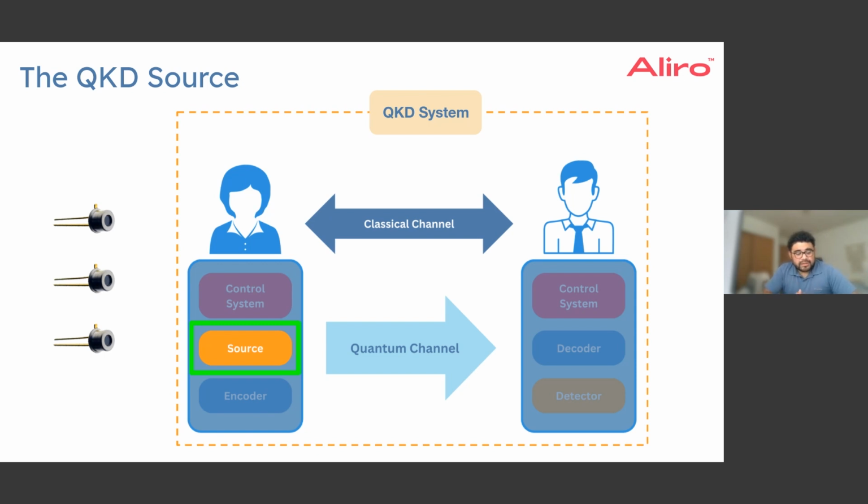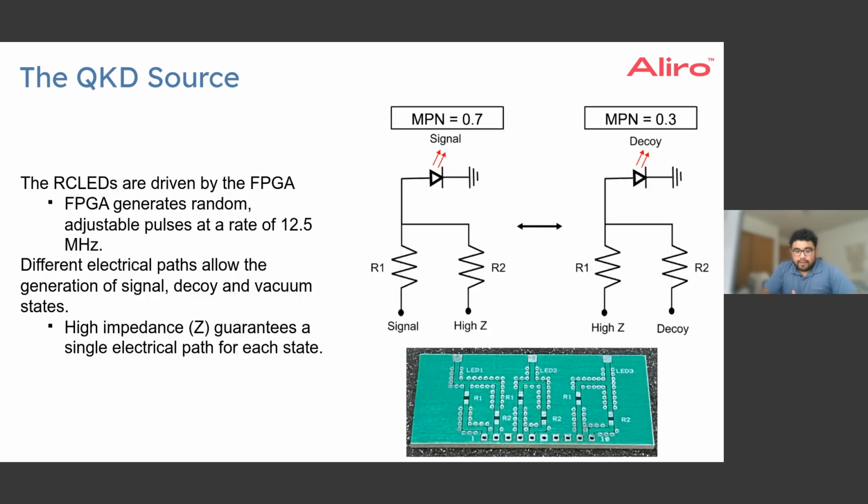So for our source, as I mentioned before, we use these resonant cavity LEDs, which receive these nanosecond level electrical pulses from the FPGA. They blink and generate light. But one of the things that we need to consider is the fact that we need to be able to generate three different kinds of states. We need this for the decoy state protocol to work with multi-photon sources. That's what the decoy state protocol is. And so we need to generate a signal state that has a higher intensity, a decoy state that has a lower intensity than the signal states, and then a vacuum state.